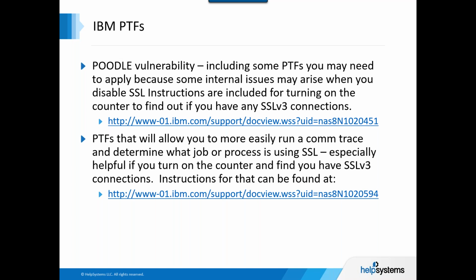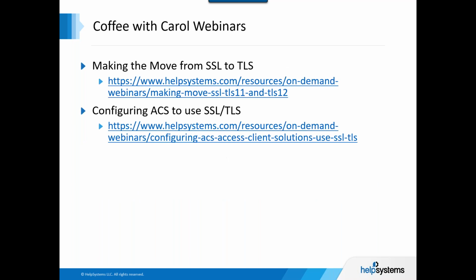So there are some PTFs that allow you to determine if you have any connections that are using the weaker protocols. You'll need to work with those connections to make sure that they can handle the higher protocols, but find out before you just blindly set that system value. So I've given you a link to a couple of service bulletins from IBM to do that research. I've also done a couple of Coffee with Carols on the topic, so again, here are the links to those so you can do more research prior to changing those system values.